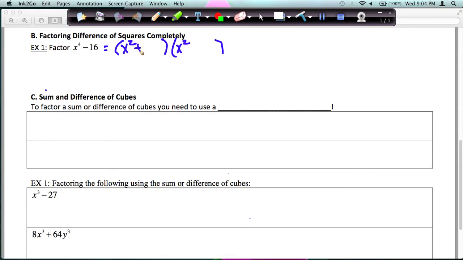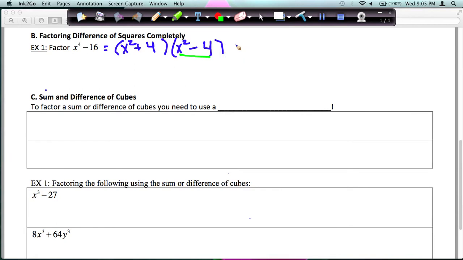Change our signs, and the square root of 16 is 4. So it factors to be x squared plus 4 times x squared minus 4. This is where you need to be careful. So I have factored it, and this is a sum of squares, and a sum of squares cannot be factored. There's no way this could be factored. This is called prime. But x squared minus 4 right here, this is still a difference of squares. So this can be factored some more.